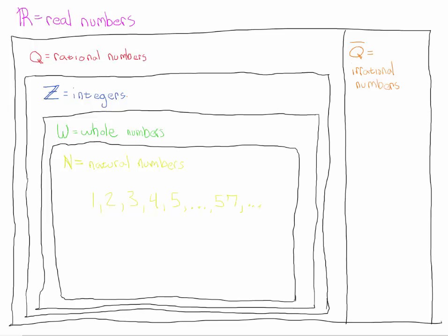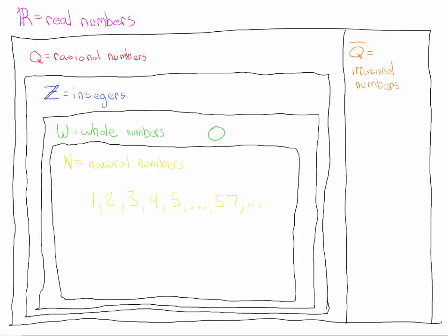The whole numbers are all of the natural numbers, so everything in this box, including 0. So the whole numbers are everything that lives inside this slightly larger box. 0, 1, 2, 3, 4, 5, 6, 7, on up to infinity.